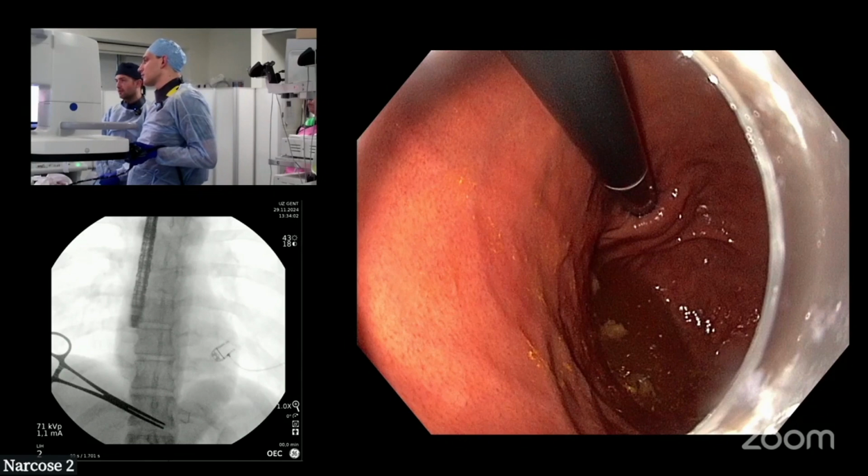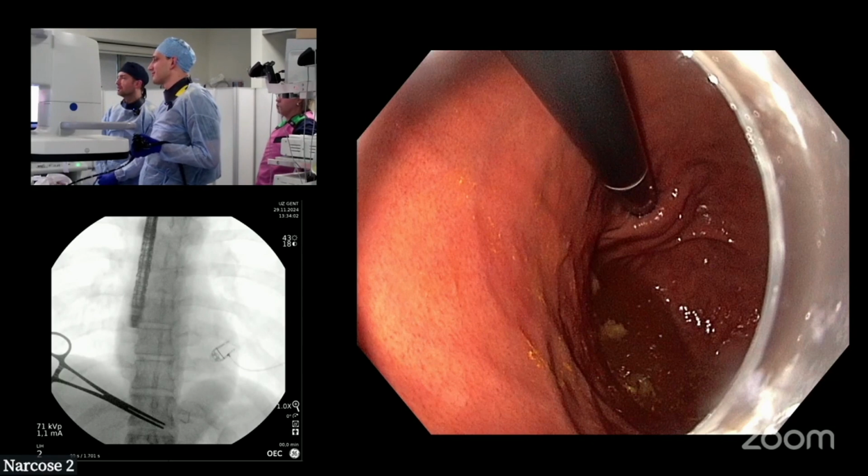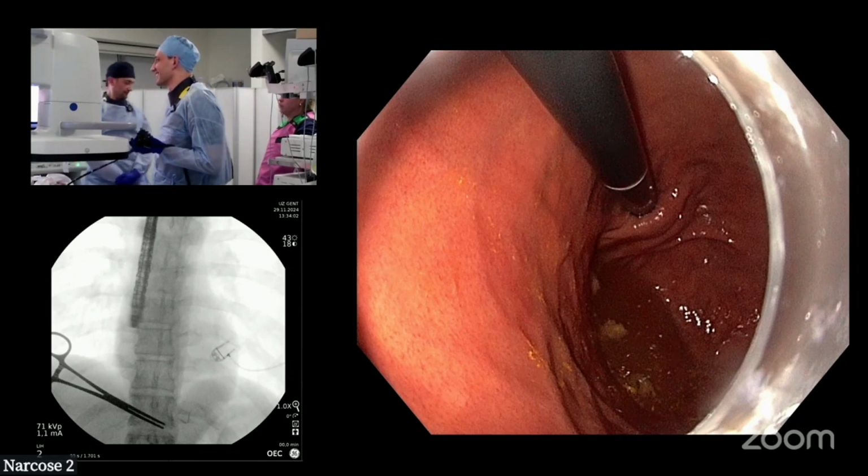Is that a flap valve? Is that a wrap? I don't know. Are the surgeons there? If they're not, then it's a door. It's probably just a reconstruction of the angle of His. It's not a real fundoplication, I think. Okay, so the surgeon hasn't done a very good job, is what you're saying, Elke.